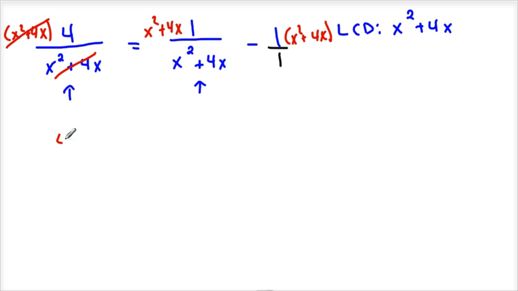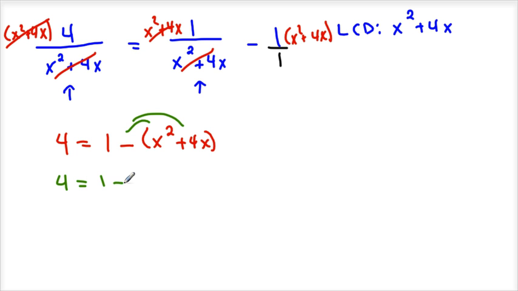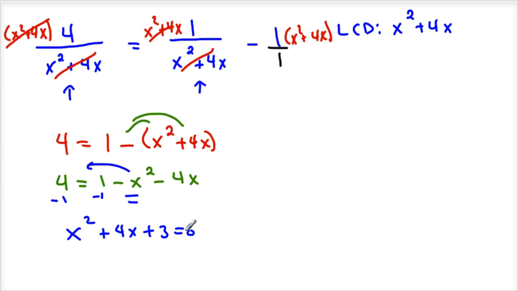These simplify, leaving me with just 4 equals. These simplify. 1 minus the quantity x squared plus 4x. Be careful, make sure you distribute your negative all the way through. So I got 4 equals 1 minus x squared minus 4x. I'm going to make my x squared positive, so I'm going to bring everything over to this side. So positive x squared plus 4x, and this is going to be minus 1 plus 3 equals 0.